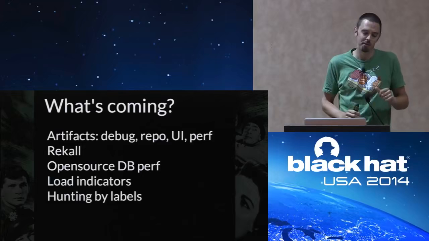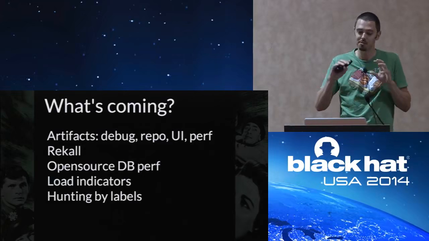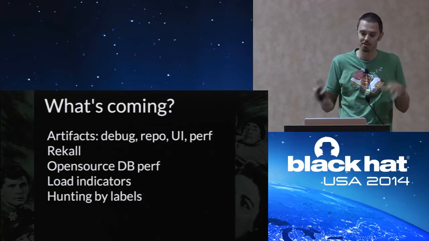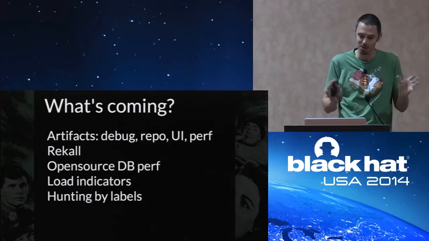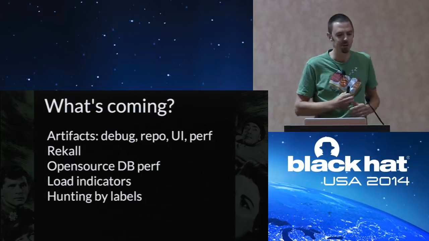So we've added a bunch of graphs and indicators so you have a visual way to debug, at least the client and server distinction, and then try and figure out what the problem is. And we're also introducing hunting by labels.